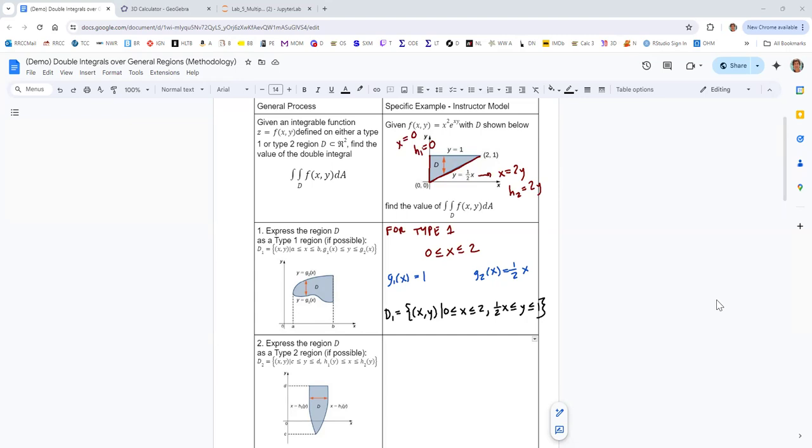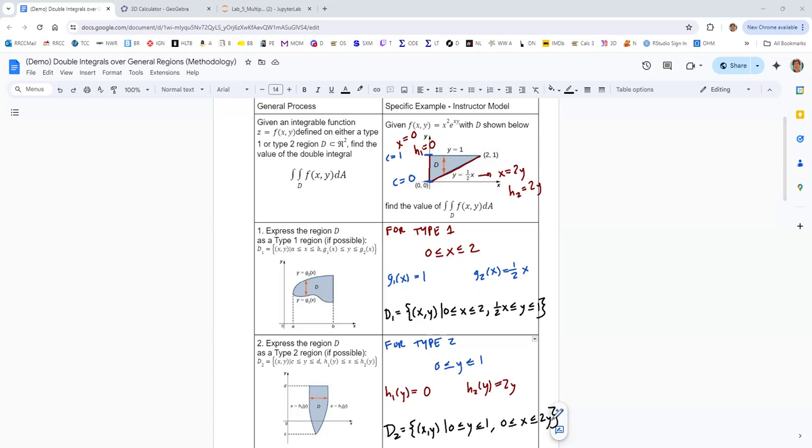Y now goes between the lowest point and the highest point, and so c, the lowest y value, is zero, and then d equals one is the highest value. So for a type two, y goes between 0 and 1, and h1 of y is zero, h2 of y is 2y. And so this is the other way to describe that same region. Set of all ordered pairs such that the second coordinate is between 0 and 1, and the first coordinate is between 0 and 2 times the second.